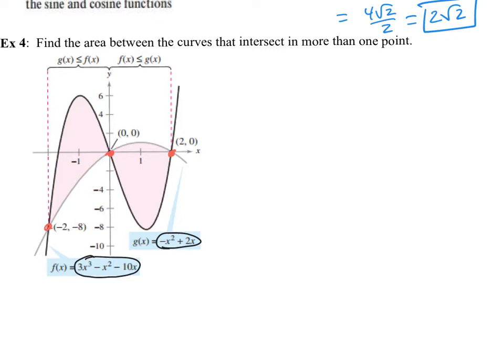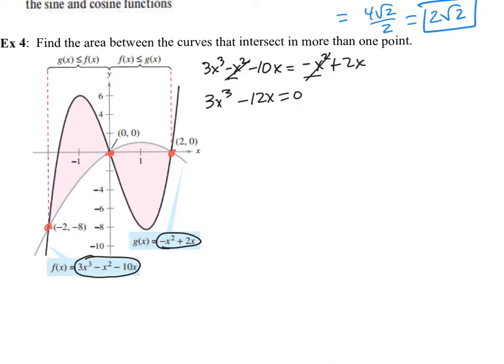So let's go ahead and do that. So we'd have 3x to the third minus x squared minus 10x is equal to negative x squared plus 2x. All right, let's get that in standard form. So I'm going to go ahead and get the right side equal to 0. You'll notice that we have a negative x squared on both sides, so when I subtract that from both sides, they're going to cancel. And then we're going to subtract 2x from both sides. So we would end up with 3x to the third and then negative 10 minus 2 more would be minus 12x is equal to 0.